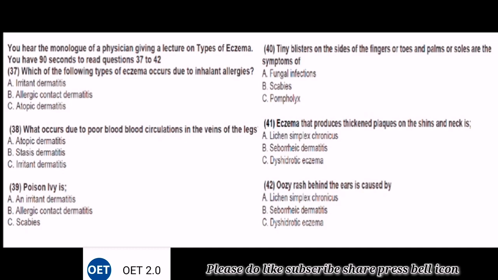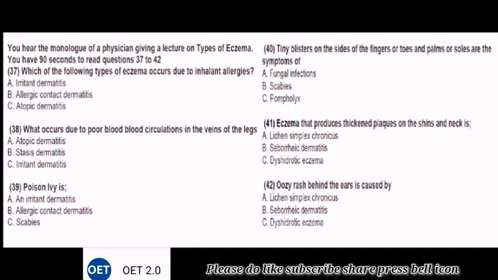Scabies is caused by an infestation by the human itch mite and produces a rash very similar to other forms of eczema. Pompholyx or dyshidrotic eczema is very common and affects the hands and occasionally the feet by creating an itchy rash composed of tiny blisters on the sides of the fingers or toes and palms or soles. Lichen simplex chronicus produces thickened plaques of skin commonly found on the shins and neck.